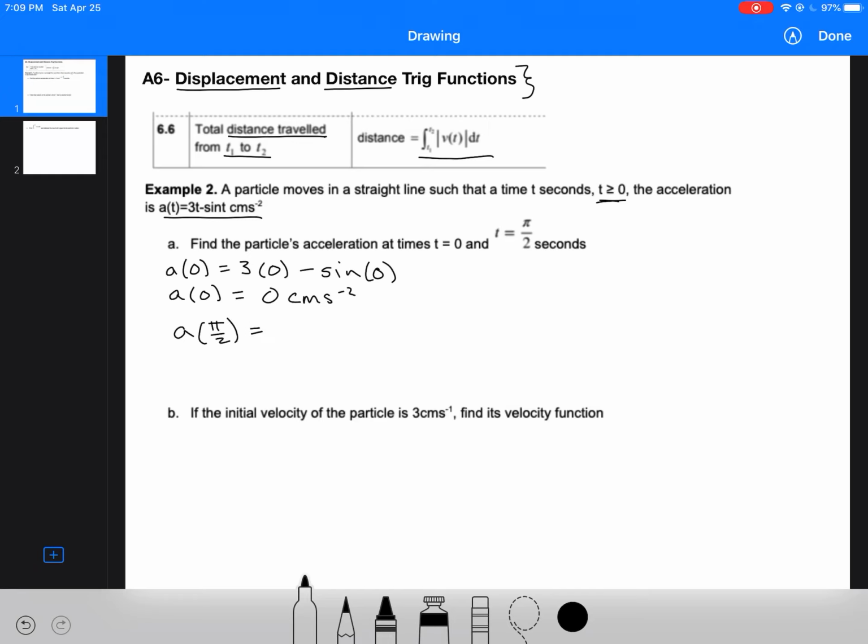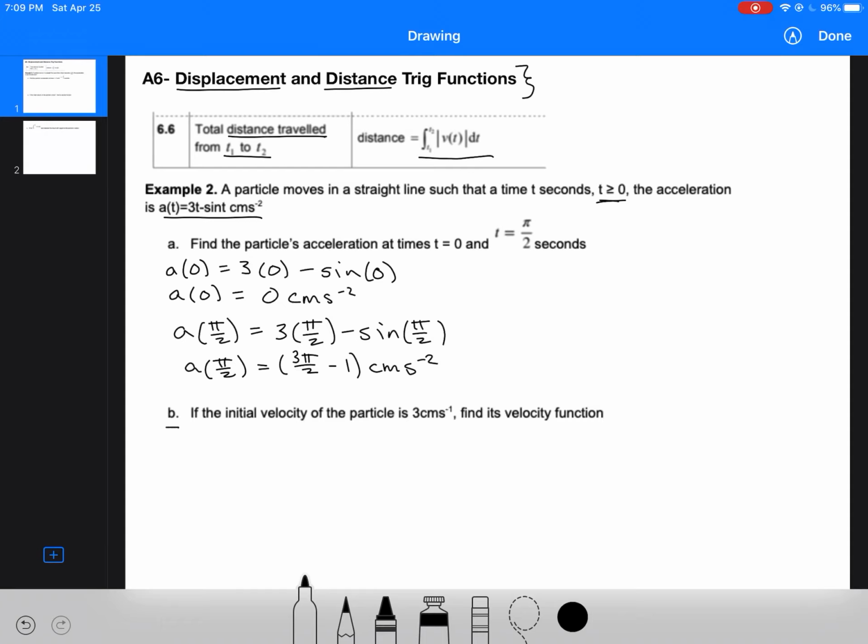Our next one, pi over 2. We've got 3 times pi over 2 minus sine of pi over 2, which gives us 3 pi over 2 minus 1 centimeters per second squared. We're just going to leave it in our exact number format. So 3 times 3.1, etc. would be about 9. Divide by 2, it's about 4.5. Minus 1 would be about 3.5 centimeters per second squared.